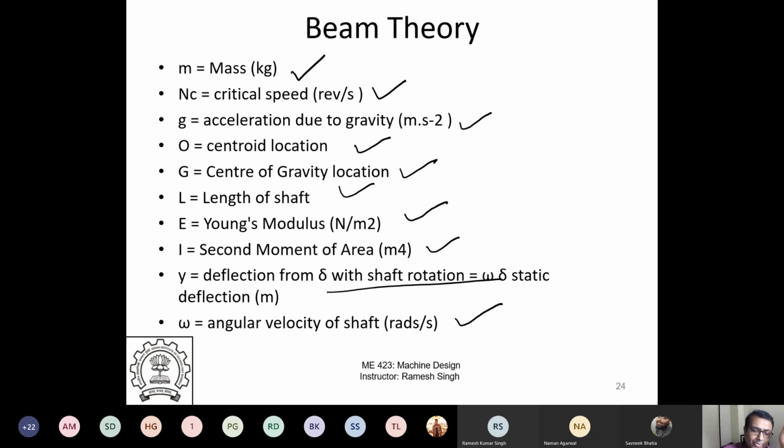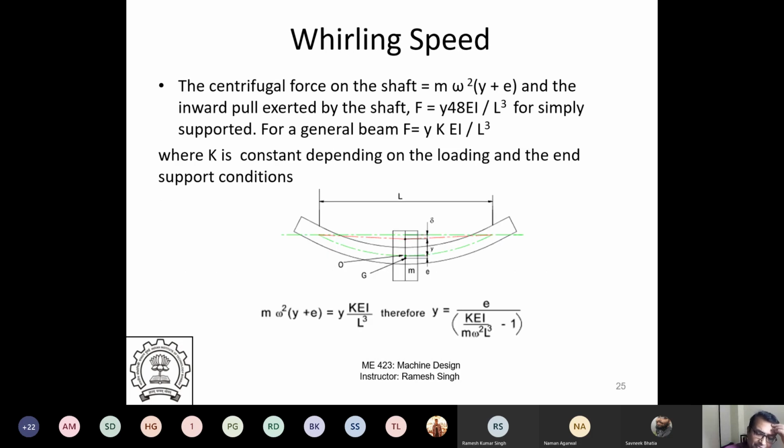So basically what I'm assuming is I have a shaft like this, which is loaded with mass m, and it has a deflection y at the mass m and some eccentricity. So basically y plus e, I can say. There will be some eccentricity, because there will always be eccentricity. I cannot align it perfectly, right? So there will always be some eccentricities.